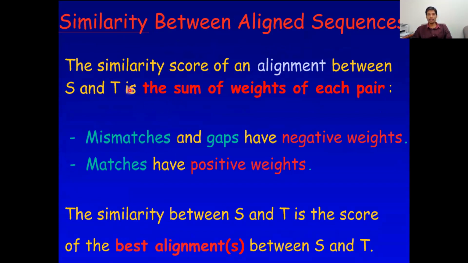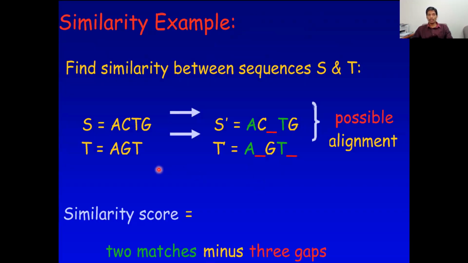Looking at the previous slide again, the similarity score of an alignment between S and T is the sum of weights. So if you give negative weights to the gaps and mismatches and positive weights to the matches, the best score will give the best alignment. So S to T, that means ACTG to AGT, you align. So this is the possible alignment.